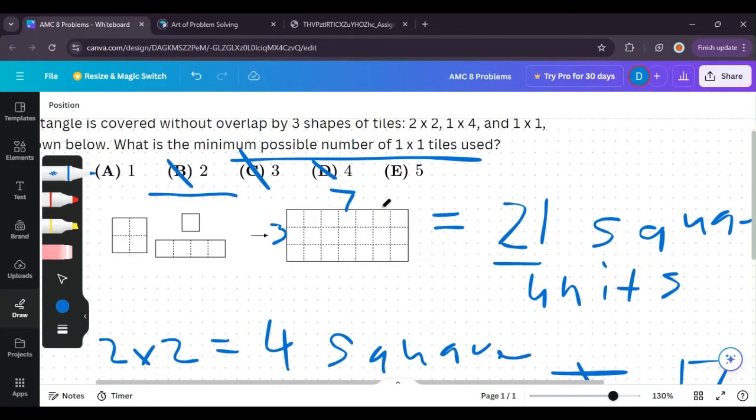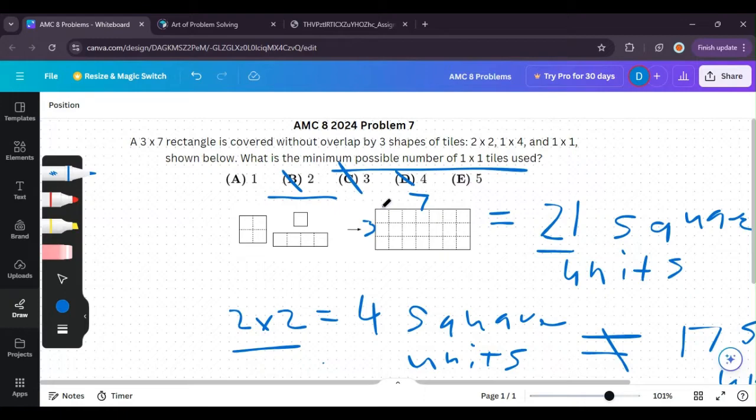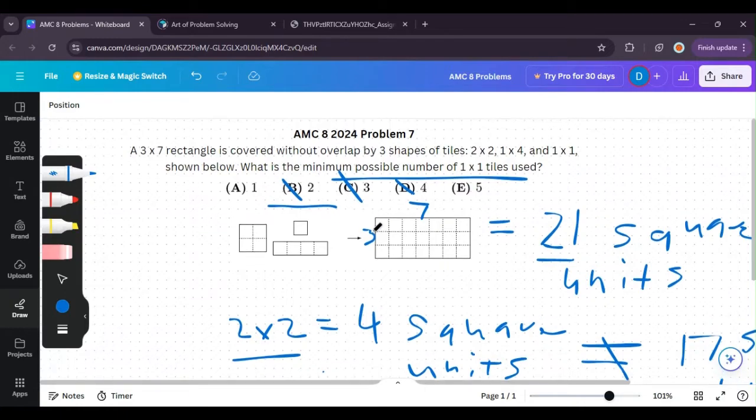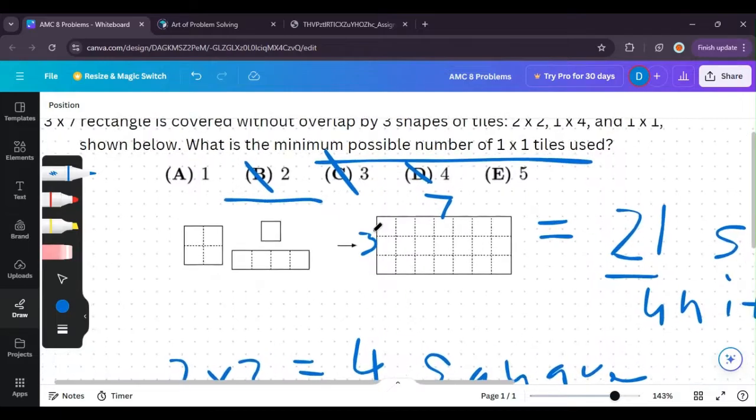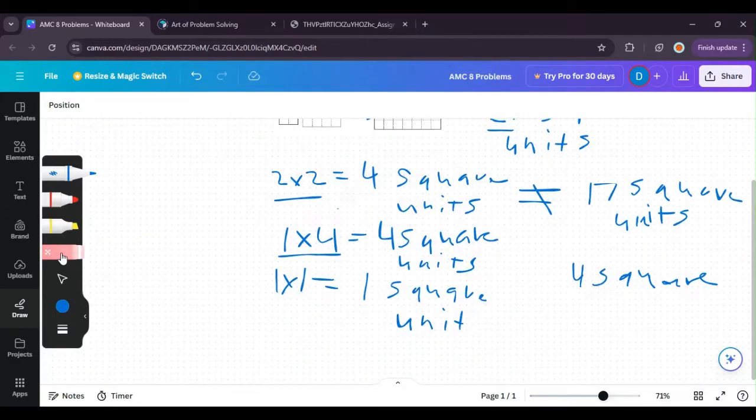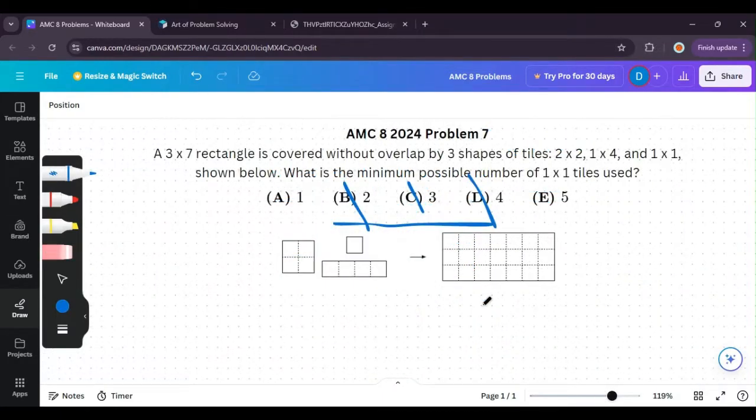Okay, so we have A and E, 1 and 5, left for the answer choices. Now that we're only left with 2 answer choices, we can do a little bit of testing based on where these 1x1 tiles are placed, and we'll notice that A does not work at the end, and the only answer possible is E.